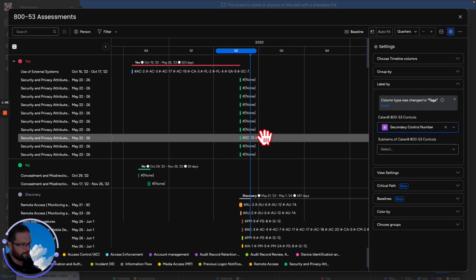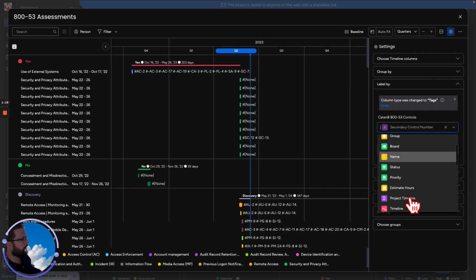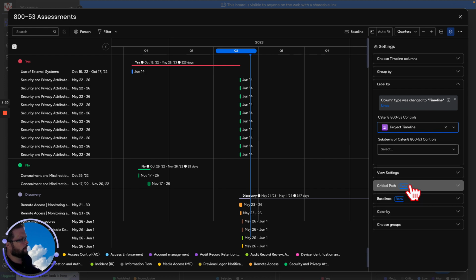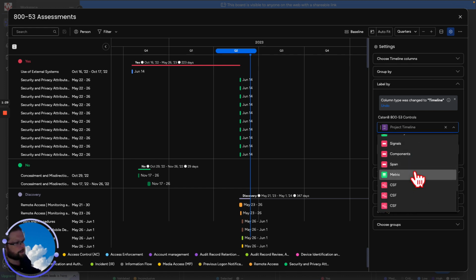And when you talk about systems engineering and processes, you need to consider that this system component has two other components that it is dependent on for its success to be effective. So we could change the label by a variety of things. We could talk about what's the project timeline, what are the different components, what cybersecurity framework, are there signals, components, or span metrics that we need to configure the logging environment to account for?